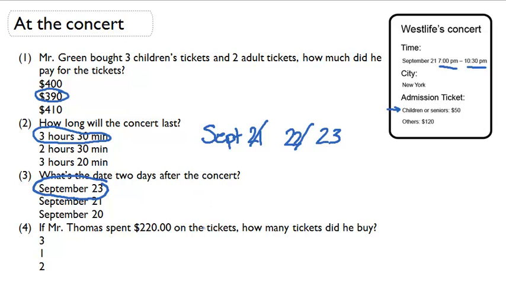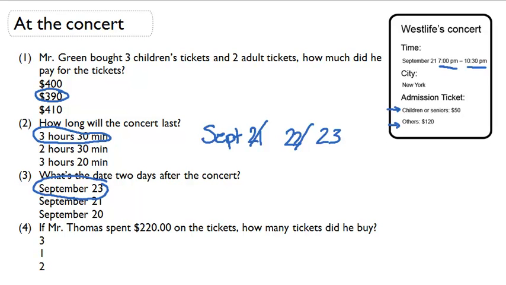If Mr. Thomas spends $220 on the tickets, how many tickets did he buy? Now, let's think about these answers. Can it be one ticket? Well, let's think about the possibilities for one ticket. It can either be a children's ticket or a ticket for adults. And since neither of these are $220, it's definitely not one. So I'm going to erase 1 and put a big X on it.